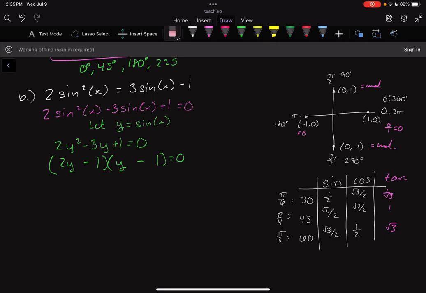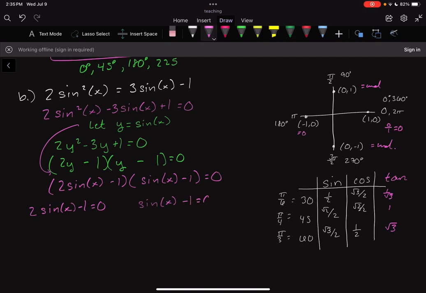So I'm going to go ahead and put my sine back in. So I get 2 sine x minus 1 times sine x minus 1. And you may just be able to go straight there, but maybe replacing it could be helpful, so I do like to show it. Now I'm going to split into two equations and solve them for sine x.